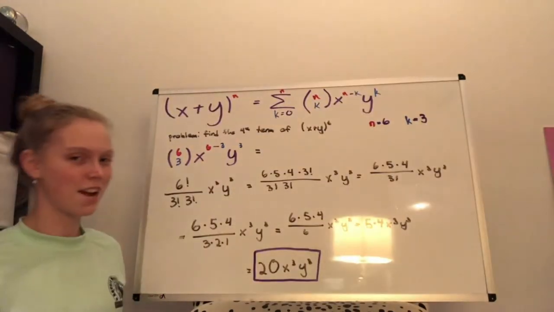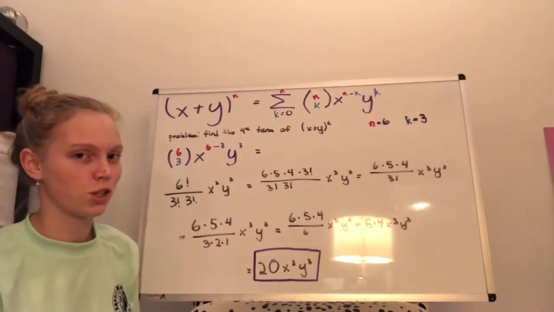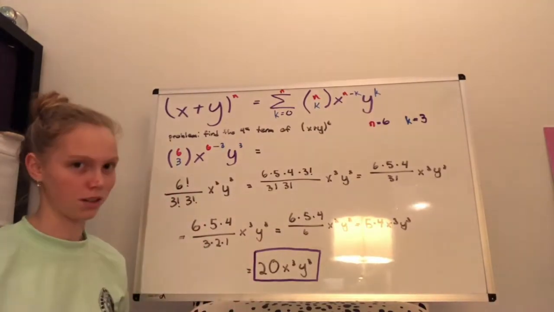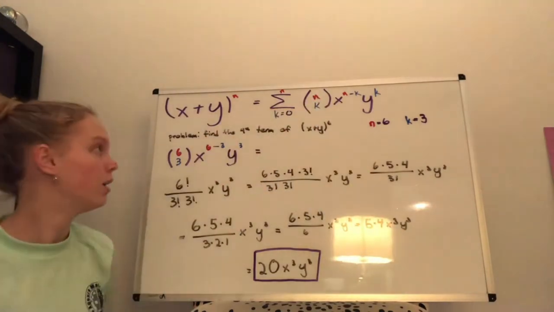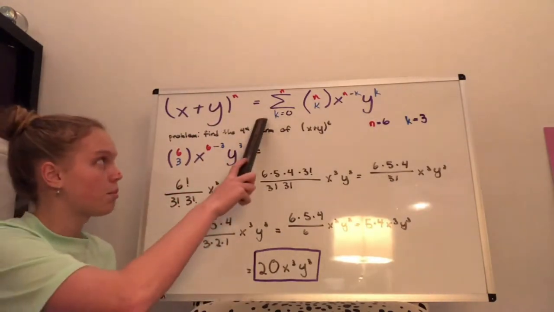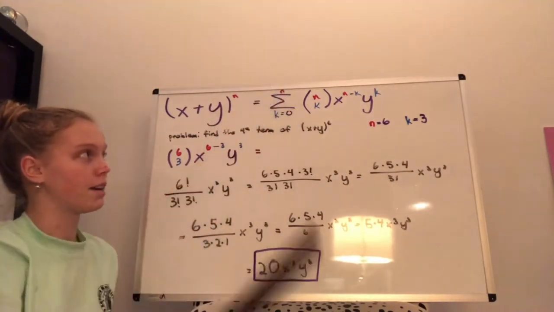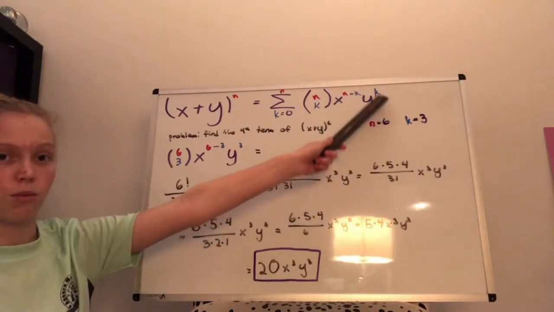All right, here's how the binomial theorem works. This looks really scary, but most of it's just evaluating factorials. All the work happens above my arm. So, this is the formula. x plus y to the n equals the sum from k equals 0 to n of n choose k times x to the n minus k y to the k.